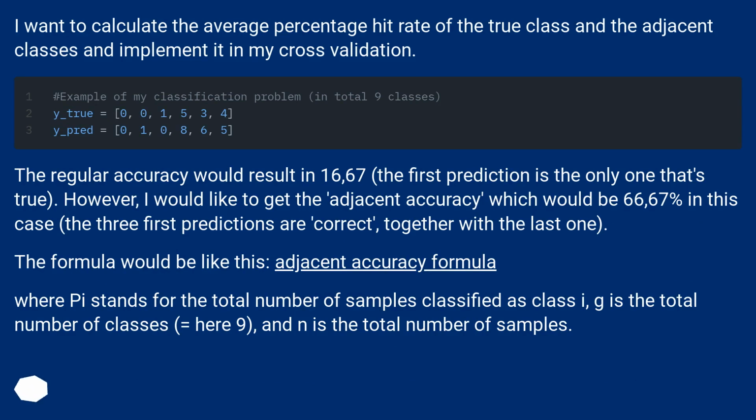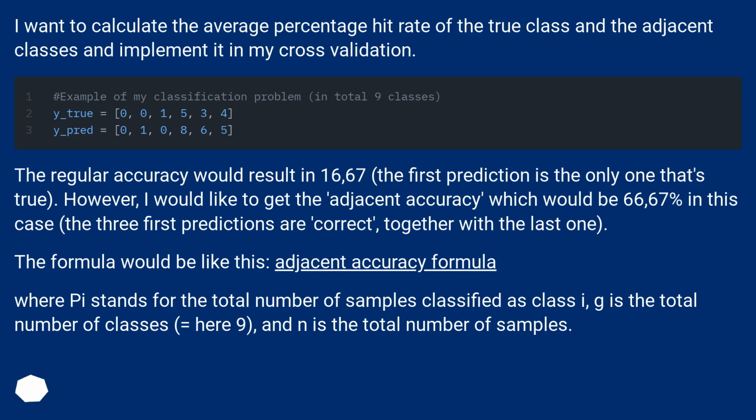The regular accuracy would result in 16.67%. The first prediction is the only one that's true. However, I would like to get the adjacent accuracy, which would be 66.67% in this case. The first three predictions are correct, together with the last one.